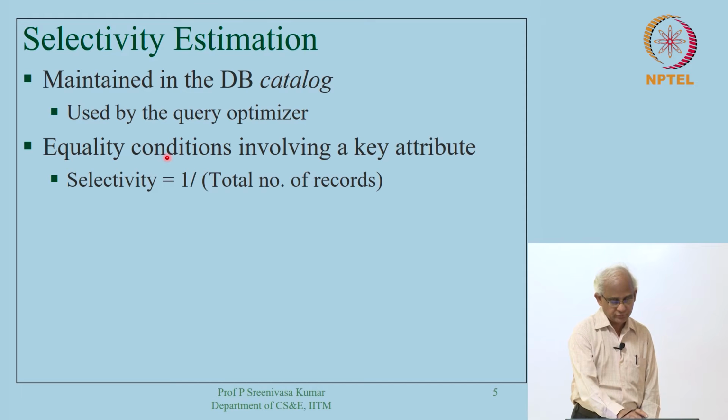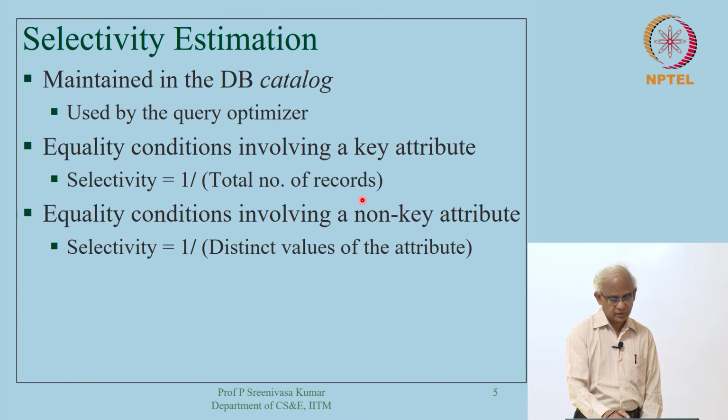So, for example, if there are equality conditions involving a key attribute, then you can also use these rough formulas for finding out the selectivities. Even if you do not have the selectivities, you can find them out. So, selectivity involving a key attribute is 1 by the total number of records in the relation.